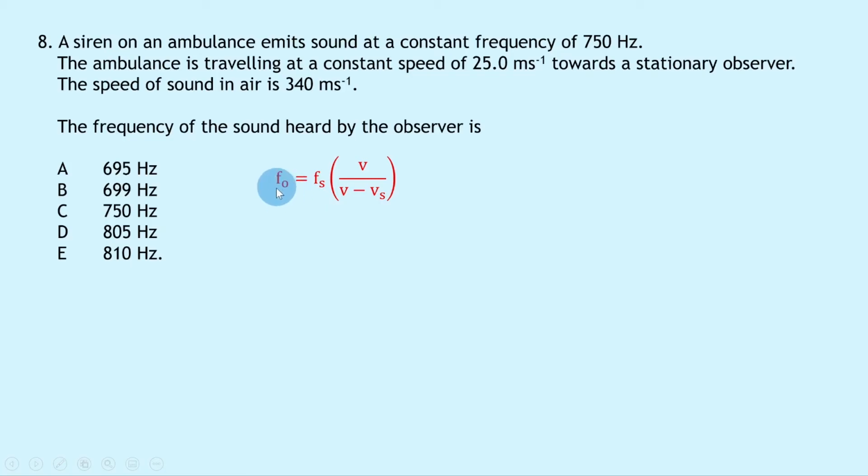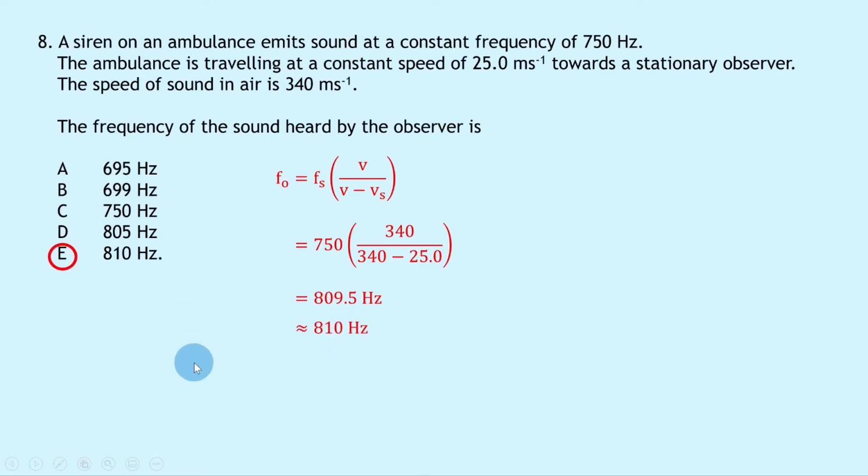So I'm trying to find f_o here, the frequency of the sound heard by the observer, so let's plug in the rest of the values here. So we have 750 Hz for the sound source frequency times the speed of sound in air 340 divided by 340 minus 25.0. And putting that into your calculator should give you an answer of 809.5 Hz, which we can round up to approximately 810 Hz, which gives us the answer E.